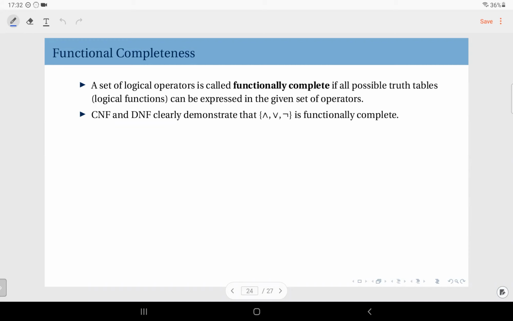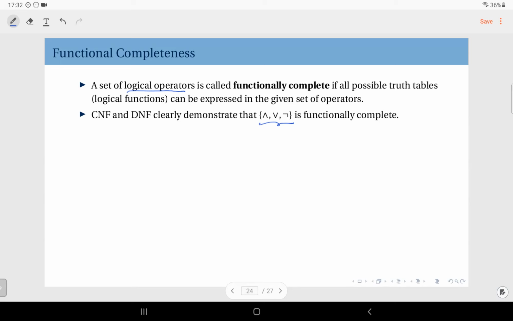It's essentially a collection. So consider logical operators like AND, OR, negation, XOR, implication, biconditional, etc. Whatever operators you can think of. And consider a set consisting of some of those, right? For instance, this one. This is a set of operators, and its elements are AND, OR, and negation.